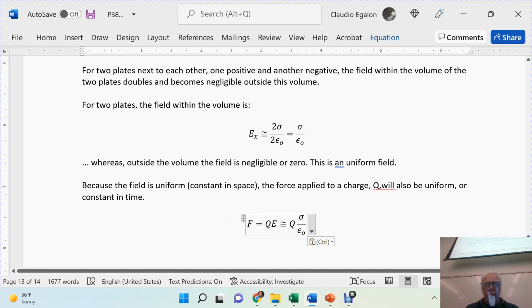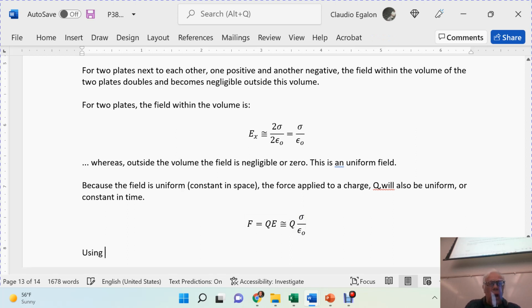Don't forget, the sigma here has a Q that's different from this one, okay? It has a Q that's the Q of the plate. Q of the plate. Okay?